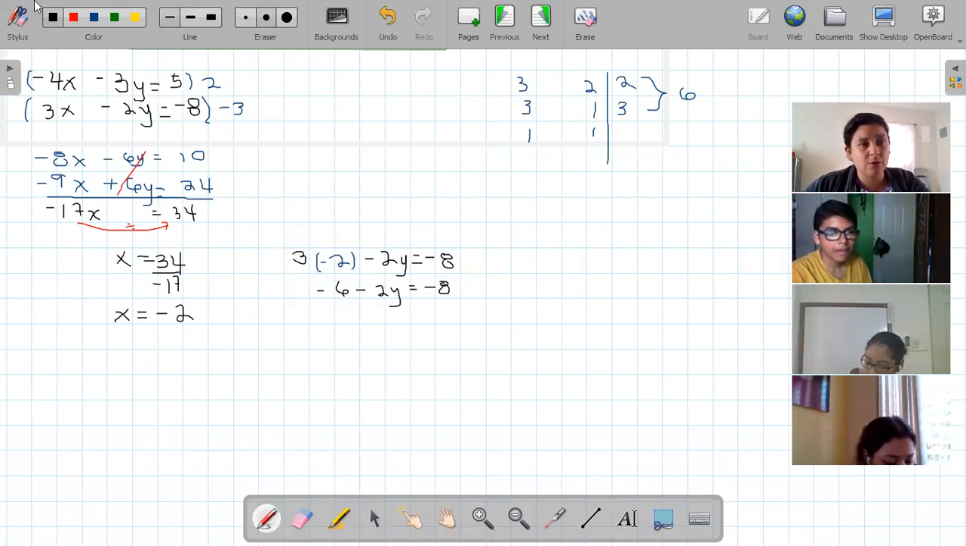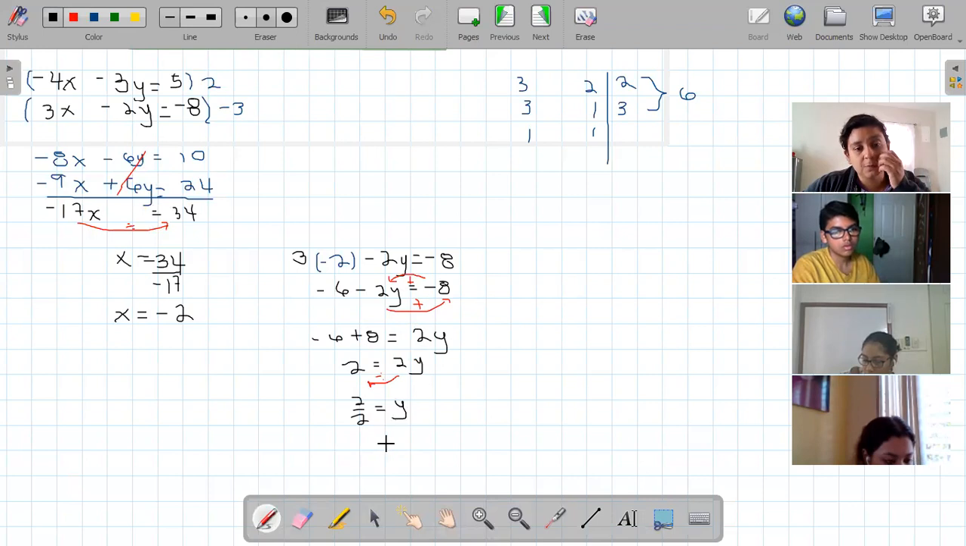Now remember, I need to have the variable completely alone and positive on one side. So I'm passing this one to this side to make it positive, just because I want to. And the -8 goes to this side positive, also because I want to have the variable positive. So I'm going to have -6 plus 8 is equal to 2y. -6 plus 8, +2. +2 is equal to 2y. The 2 is multiplying, passes dividing, and I'm left with 2 over 2 is equal to y.